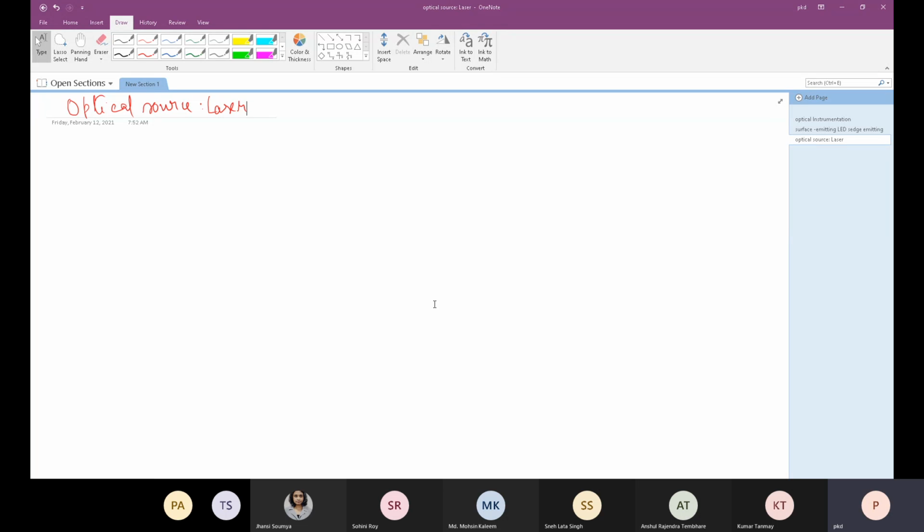Good morning, everybody. So today we shall start the discussion on optical source laser. Laser, as you know, the full form is light amplification by stimulated emission of radiation. So typically, the efficiency of lasers is much more than the LED or thermal sources.